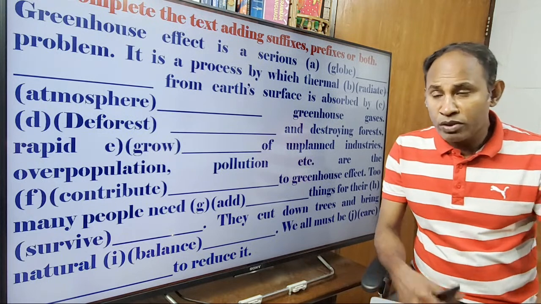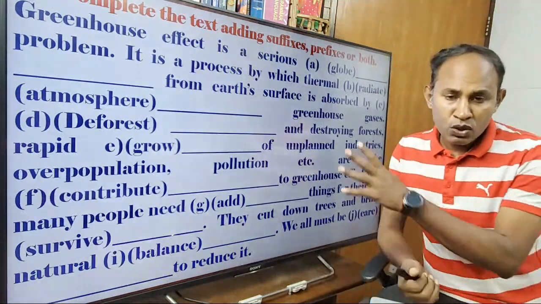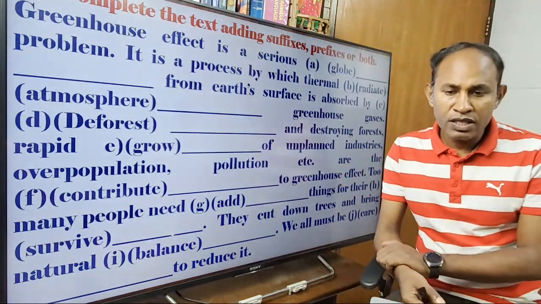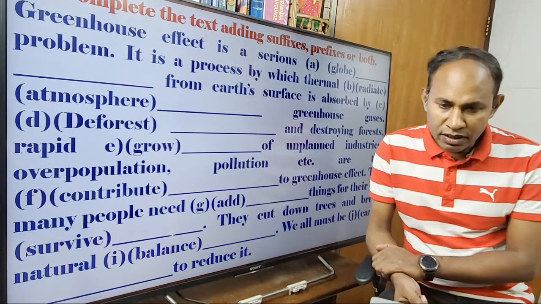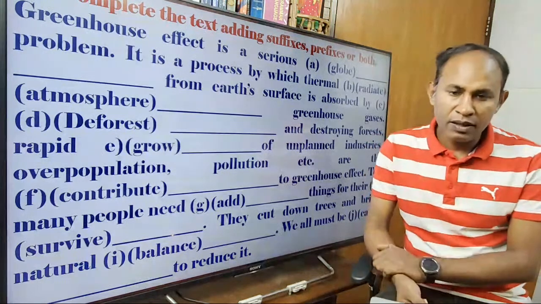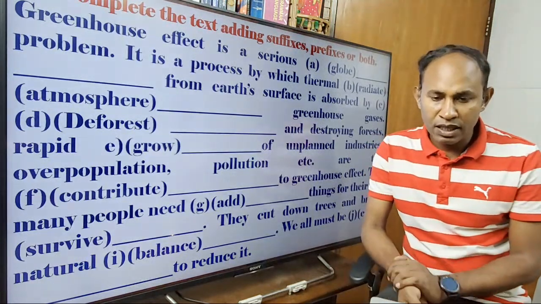And this is a very important one indeed, I must say, because this topic and the context is very important. It is of your greenhouse effect, which is a very important matter of discussion nowadays.